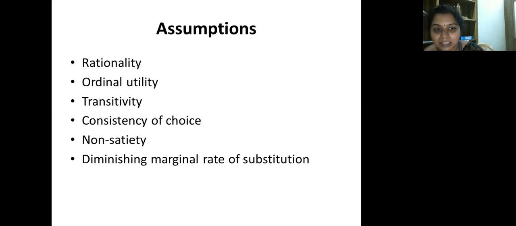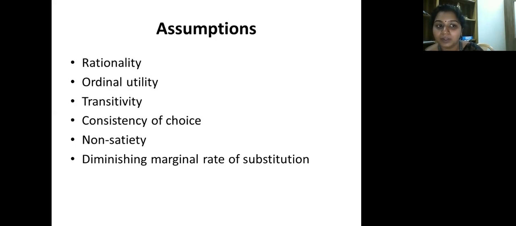Non-satiety means he is not satisfied with the current level of satisfaction. He will always try to reach a higher level of satisfaction, and that is called the non-satiety point. And the last one, diminishing marginal rate of substitution, because he is going to substitute one commodity for another commodity, but it keeps on diminishing. So these are the assumptions you have to keep in mind when you're studying the indifference curve analysis concept.